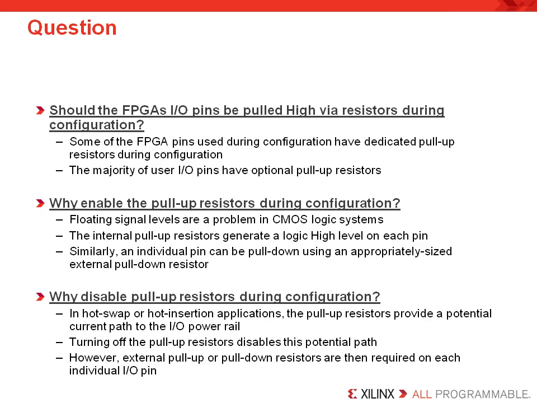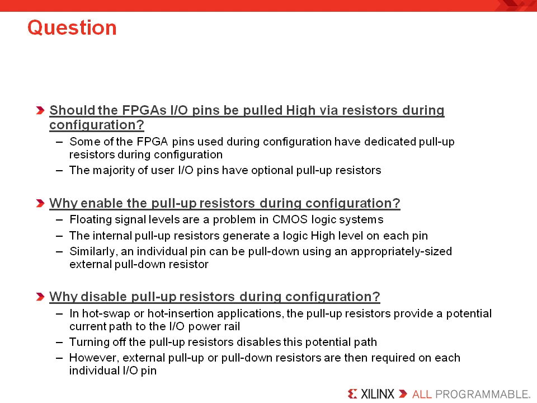Should the FPGA's I/O pins be pulled high via resistors during configuration? Well, it's important for all users to be aware that floating signal levels can be a problem in CMOS logic systems. The internal pull-up resistors included with each I/O pin generate a logic high level on each pin, and most customers use them so their signal levels don't float. Floating signal levels should be dealt with by the designer, but the use of the pull-up resistor is optional. If necessary, the designer can add an external pull-down resistor.